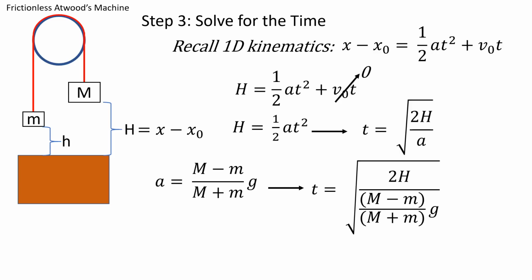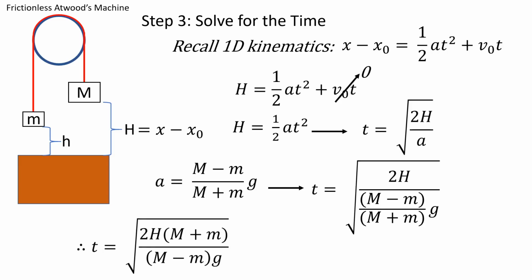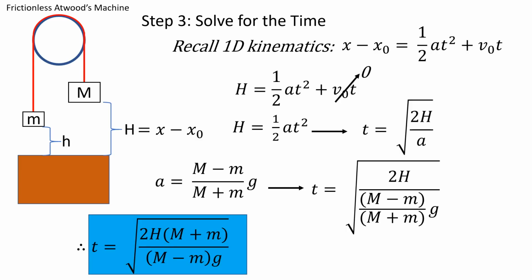You could just write this down for t, and that is correct, but it looks better if you don't have two fractions inside of each other like this, so we can simplify this a little bit by moving the bottom of the bottom fraction to the numerator inside the radical, and get t equals the square root of 2h times the sum of the masses over the difference in the masses times g. And this is the answer to the second part of our problem.